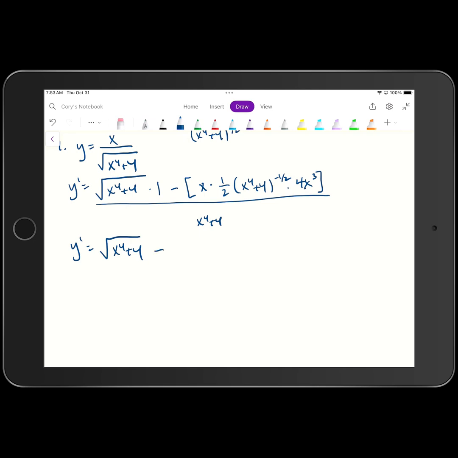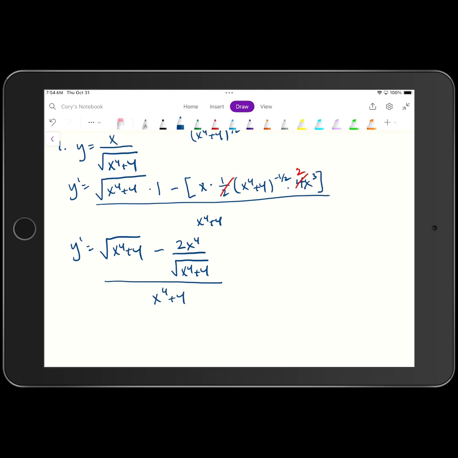Minus, so I can cancel that factor of 1/2 with a factor of 2 here. So when I take a look at what's left in the numerator, we have x times 2x cubed, which is 2x to the fourth power, divided by, and then (x to the fourth plus 4) to the negative 1/2 power is going to put rad (x to the fourth plus 4) in my denominator. And then we are dividing that by x to the fourth power plus 4.